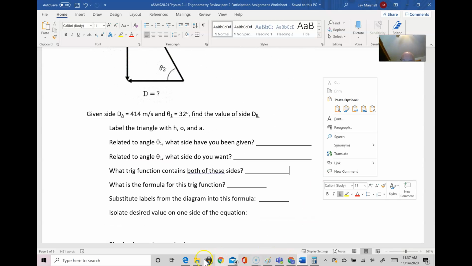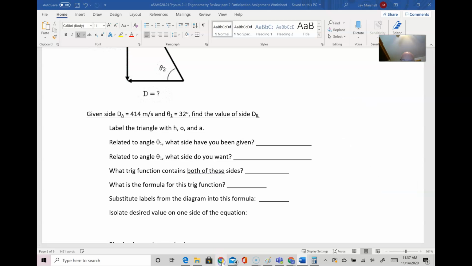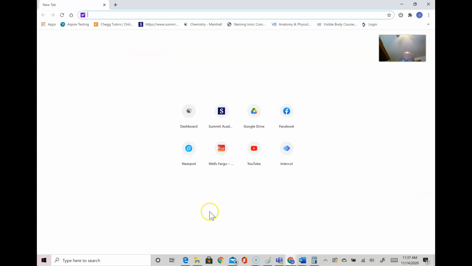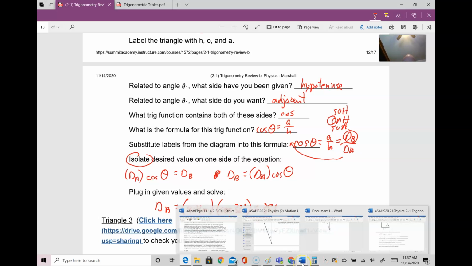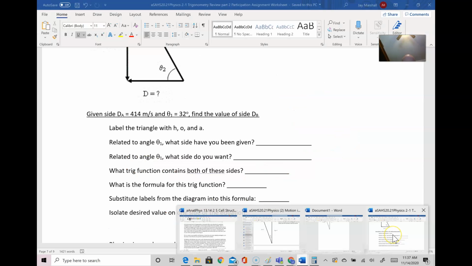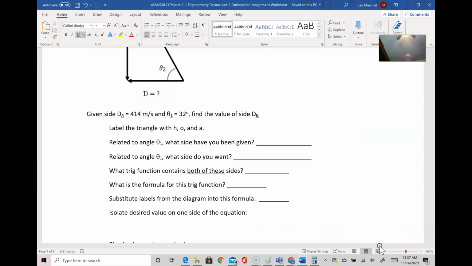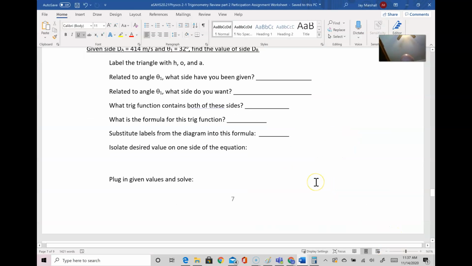Oh, I was using the thing that I could write on, wasn't I? Oops. Okay, so that gives me a value of 351 meters, and that's what you need to put on your answer sheet. Okay, so all of that we just did would go on your answer sheet.